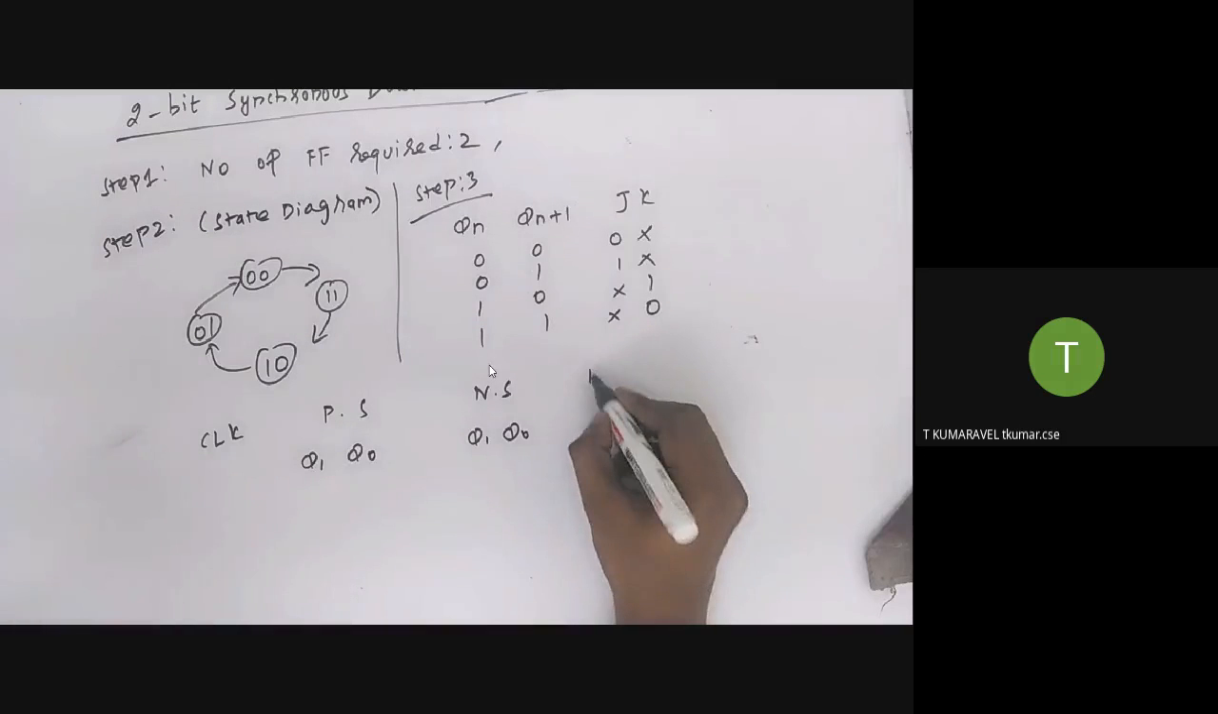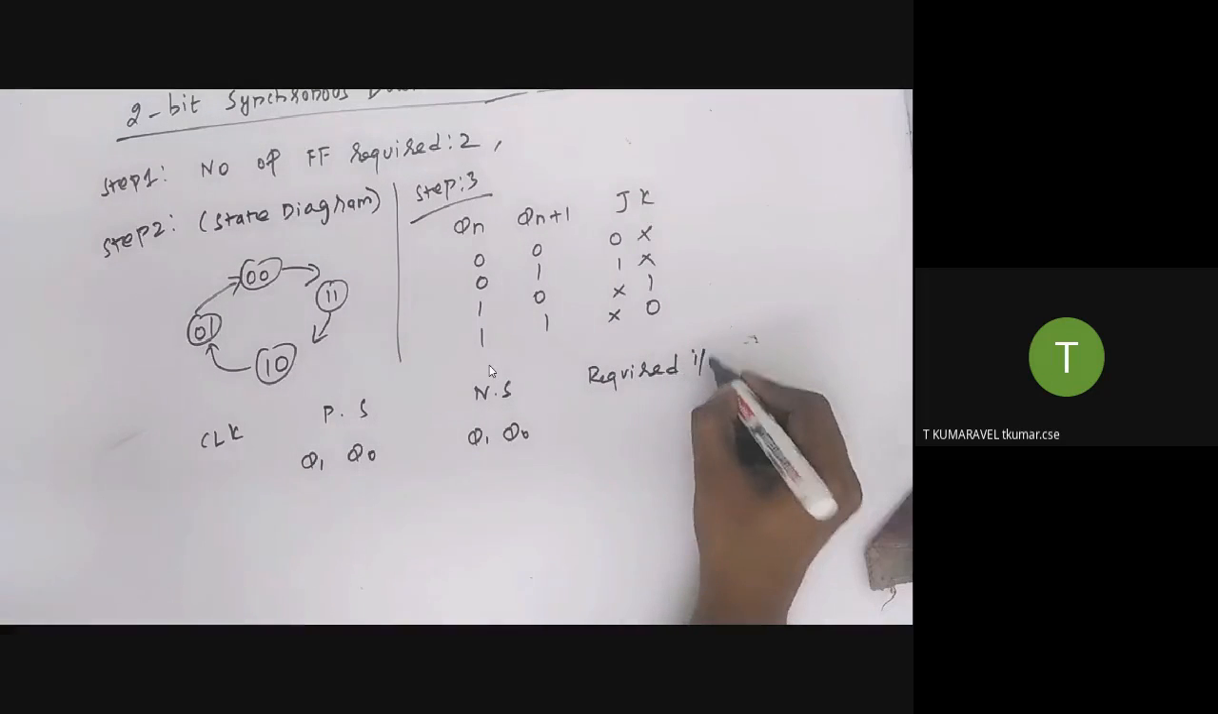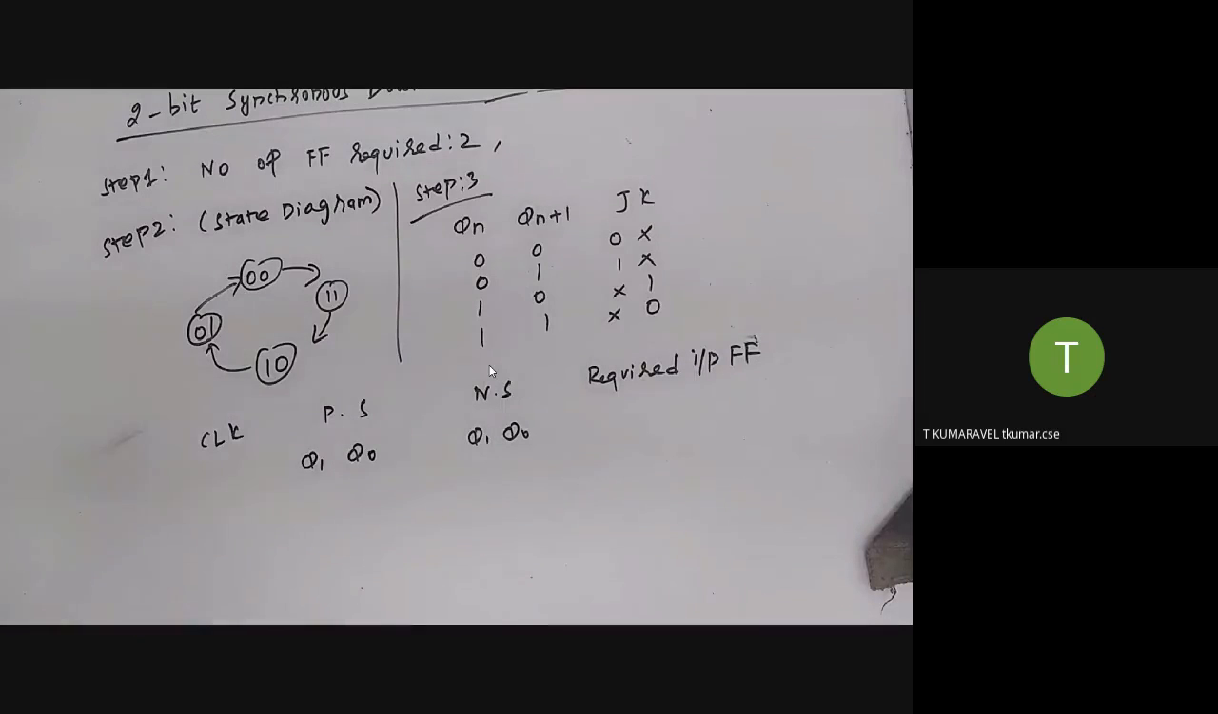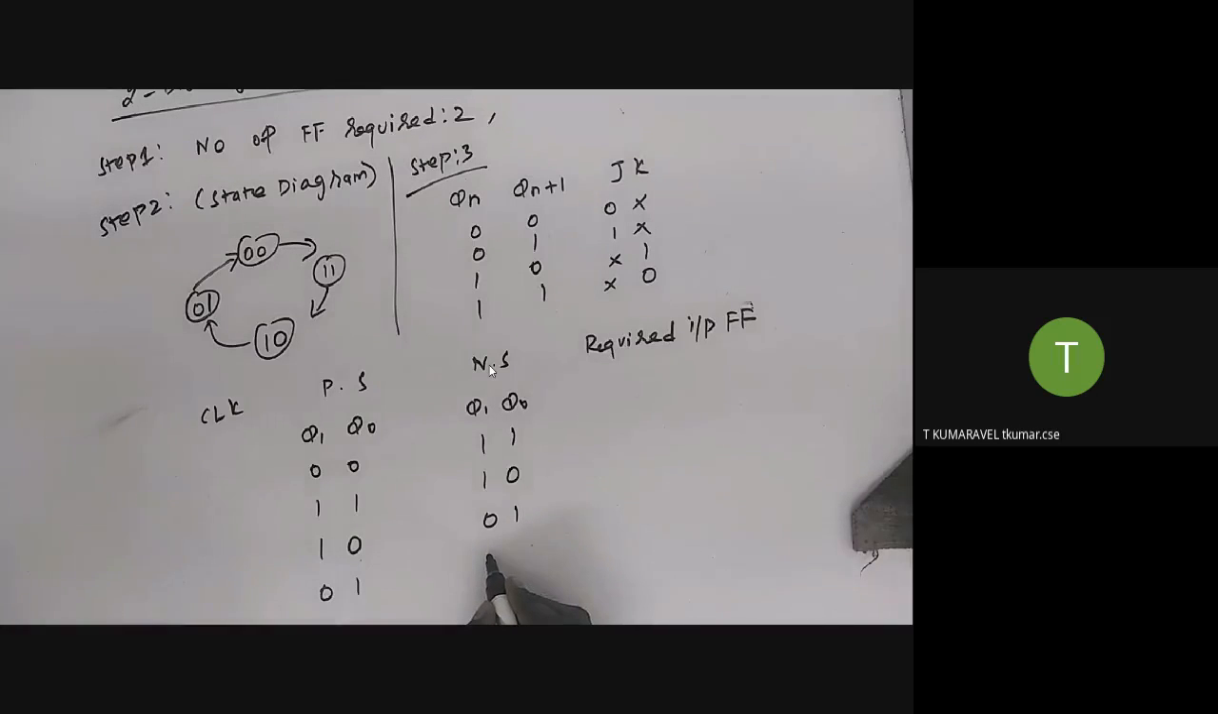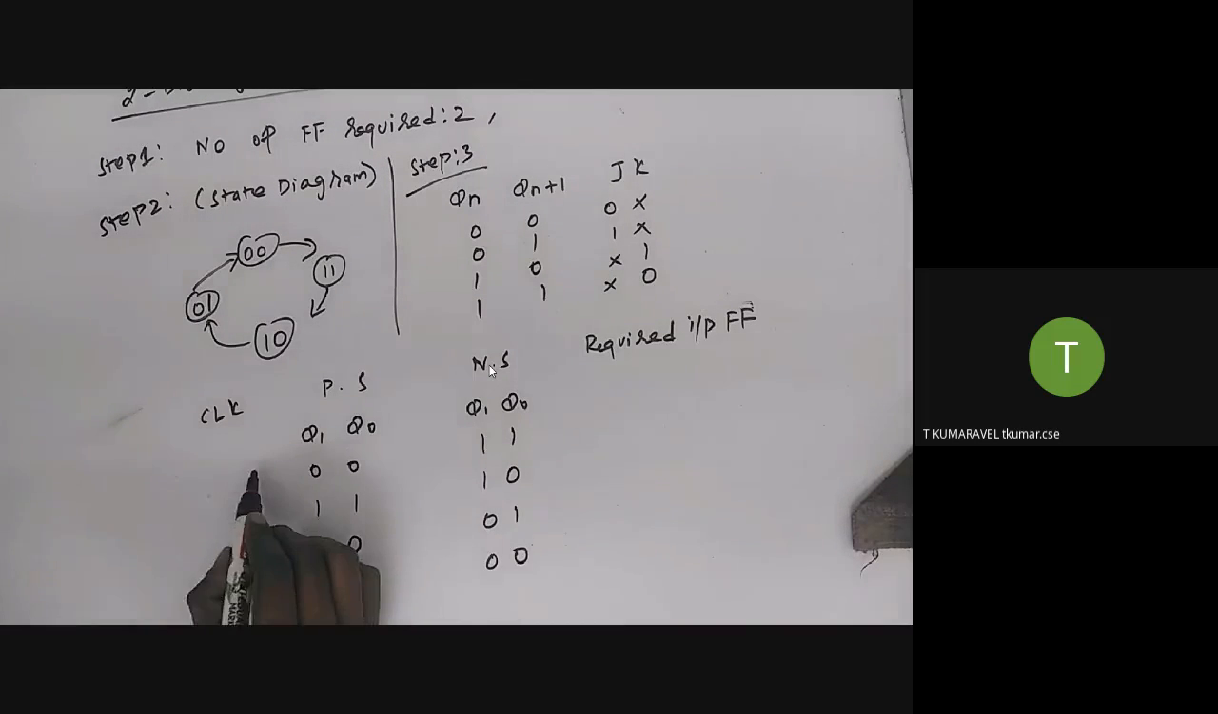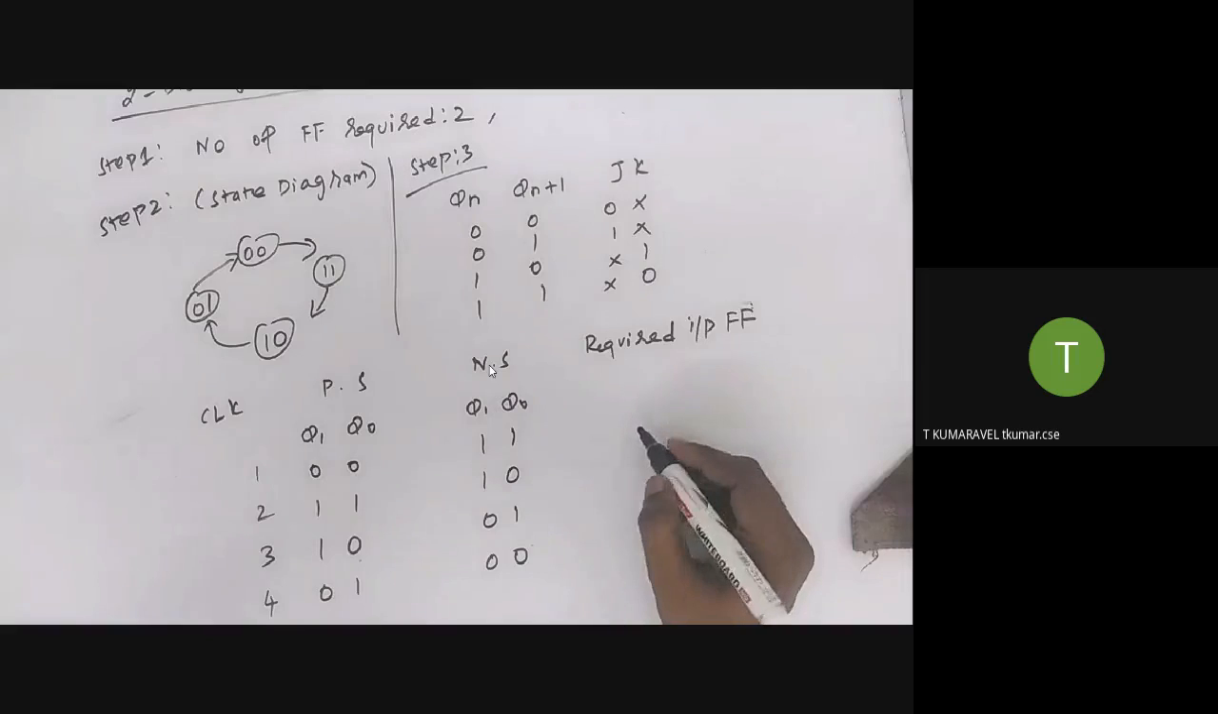So what is the required excitation? The required input for the flip flop. Suppose I'm providing the clock. Sir, how am I going to fill up that value? What is the value of Q1 and Q0? First, look at the state diagram. What is the first value? 00. What is the next value? 11. In the next clock cycle, this acts as the present state. What is the next state? 10. In the next clock cycle, 10 acts as the present state. What is the next state? Sorry, 01. Next clock cycle, 01, and what is the next state? 00. So this has happened first, this second, this third, this fourth.